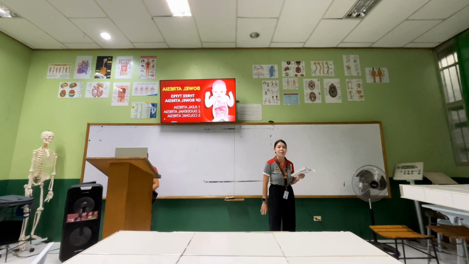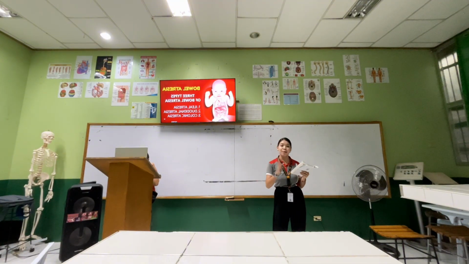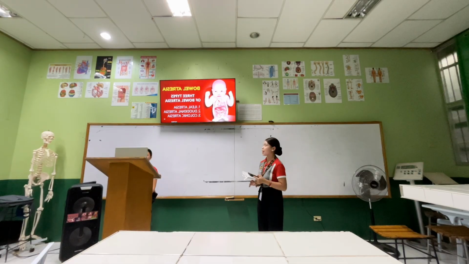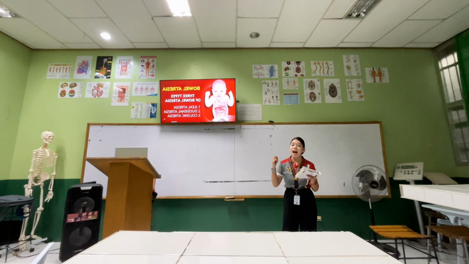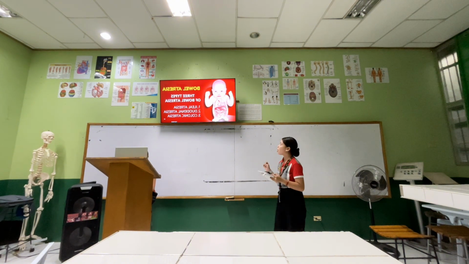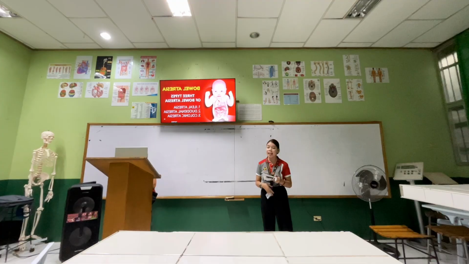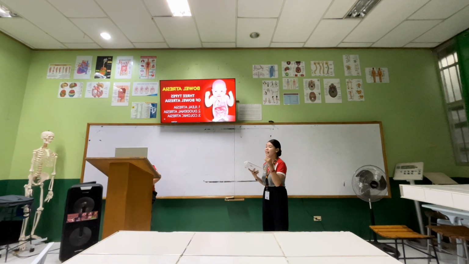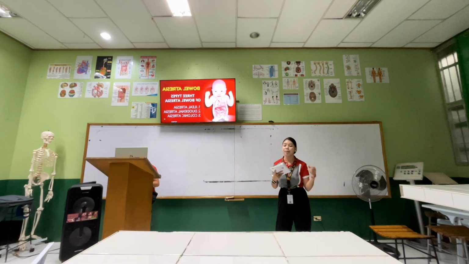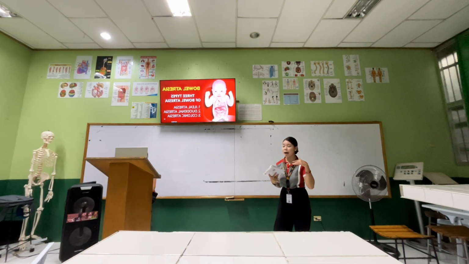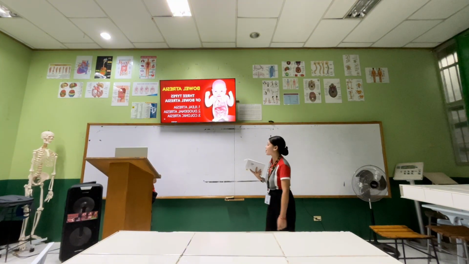Okay, next is bowel atresia. We have three types of bowel atresia: ileal atresia, duodenal atresia, and colonic atresia. When we say bowel atresia, it means a blockage in our intestine. It prevents the normal passage of food and digestive fluids. A part of our intestine is blocked or closed off, so our food cannot pass through. So next, please.